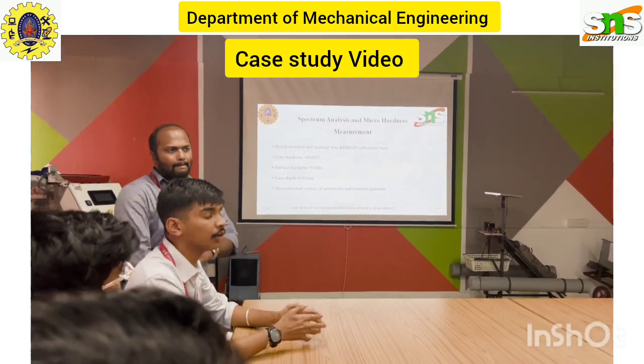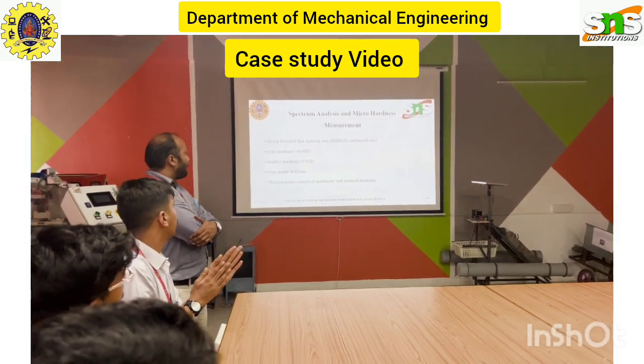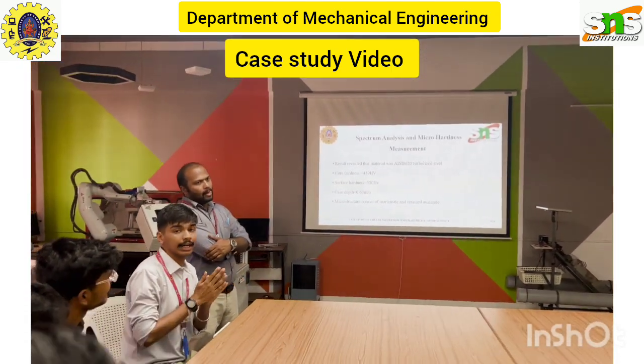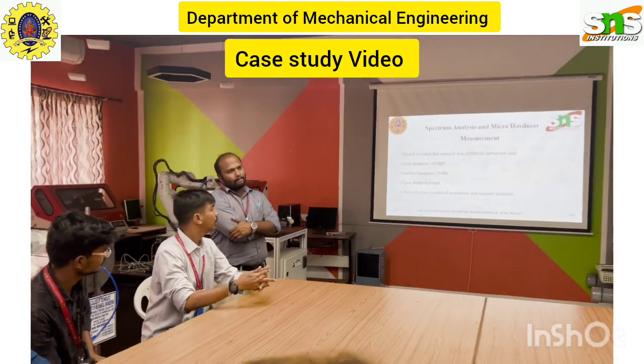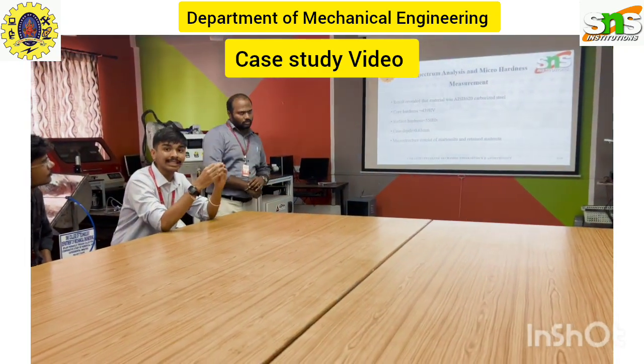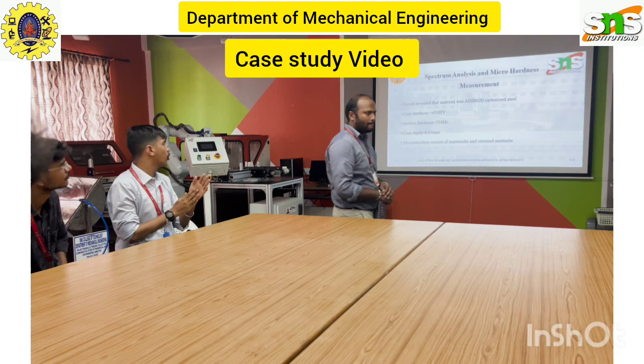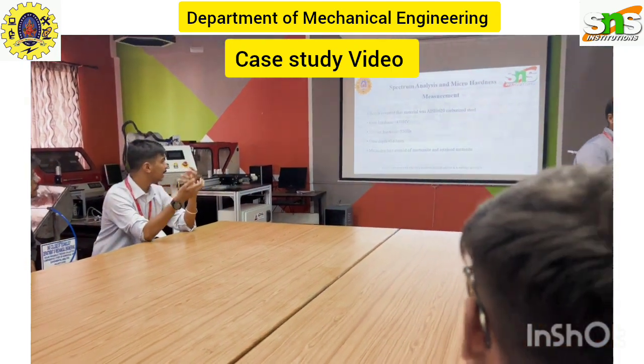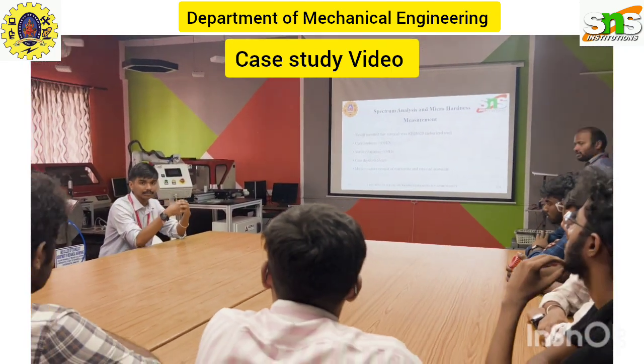In the micro hardness analysis, we have a core hardness of 439 Vickers and a surface hardness of 550 Vickers. The case depth is 0.63 mm, and the microstructure consists of major martensite and retained austenite.